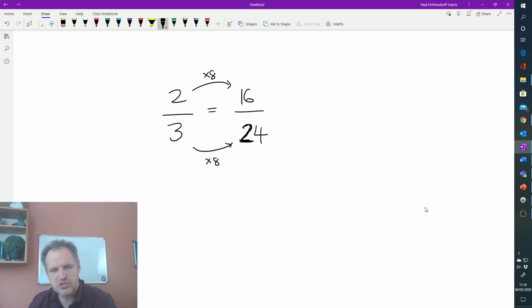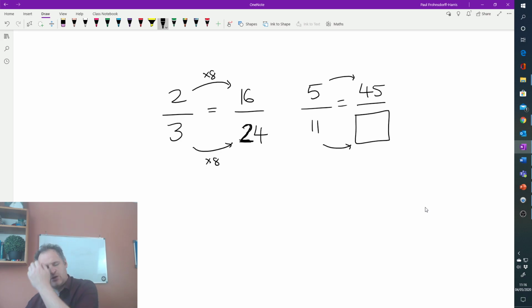Okay, so 2 16ths and 3 24ths. So we can do the same even when we've got a question mark on the bottom, and often it'll be like a blank like that, 45. So this and this. Find out what number you think goes in that blank space by working out what 5 has been times by to make 45. So therefore, what are we going to times the 11 by?